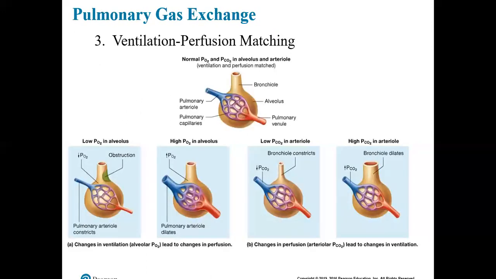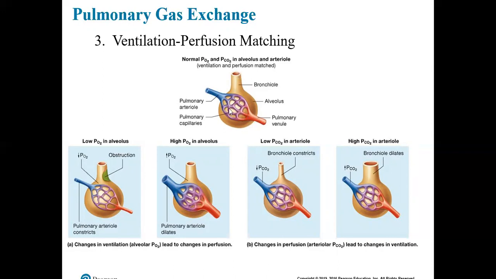Then the third thing that affects pulmonary gas exchange is something called ventilation perfusion matching. Ventilation is, again, breathing in and out, getting the oxygen carbon dioxide exchange. Perfusion, remember, is blood flow. And so in the little diagram here, they've just shown you one air sac to think about, but you would have millions of these. Here they show you one air sac, one alveolus, and the capillaries that line that air sac.